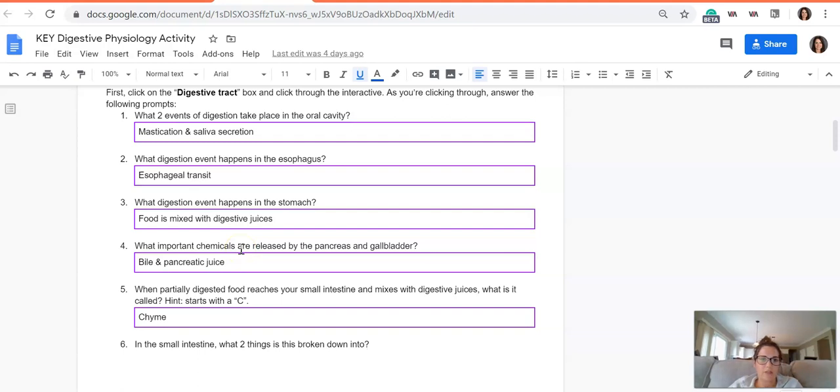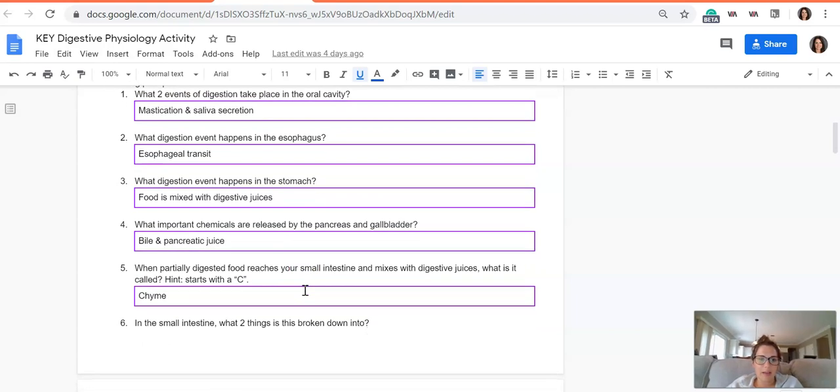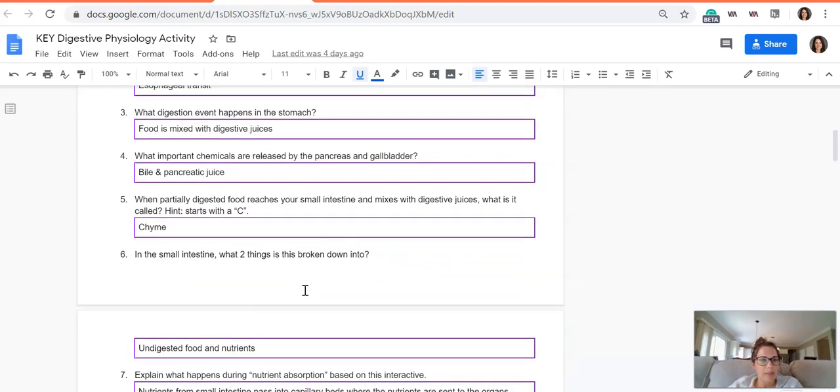Number 3, what digestion event happens in the stomach? This is where the food is mixed with digestive juices, the hydrochloric acid. Number 4, what important chemicals are released by the pancreas and the gallbladder? Bile and the pancreatic juice.